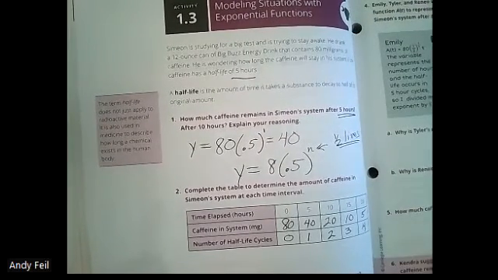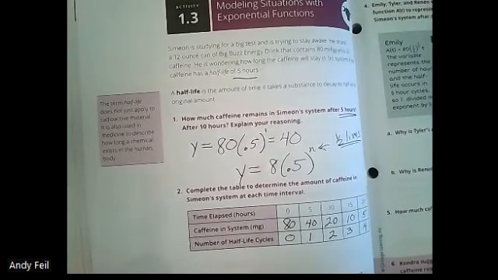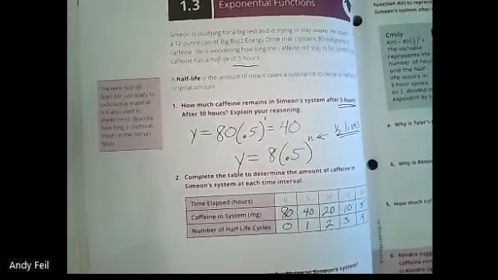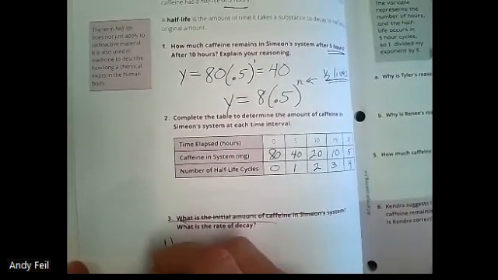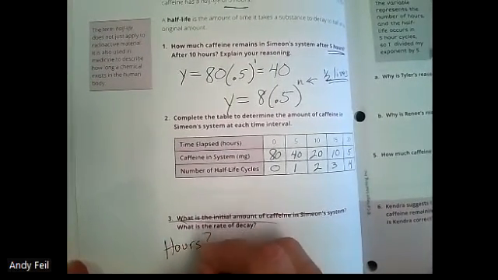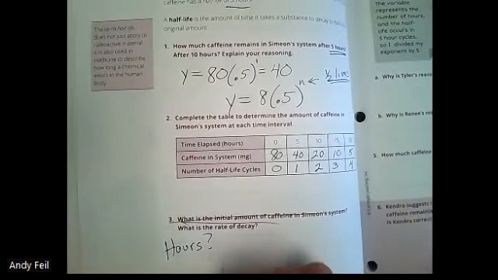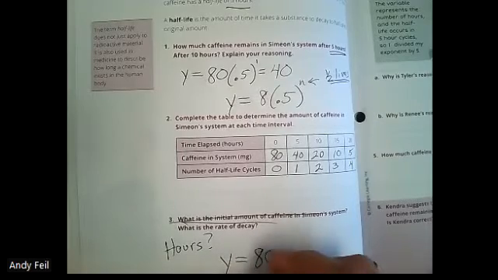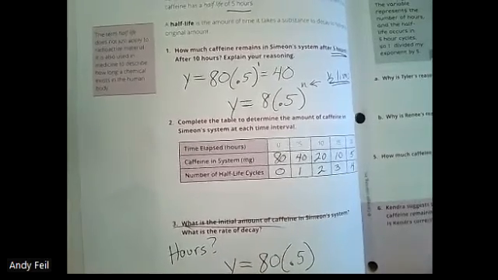We already know the initial amount of caffeine in the system was 80. You already know that. This is what I want us to figure out. What if we wanted to write a formula for hours instead of half-lives? Let's write that formula, because that seems easier. Y equals 80 times 0.5 to the what power?